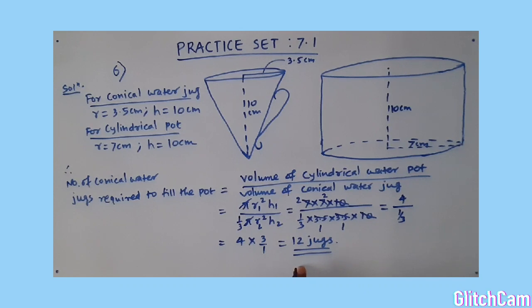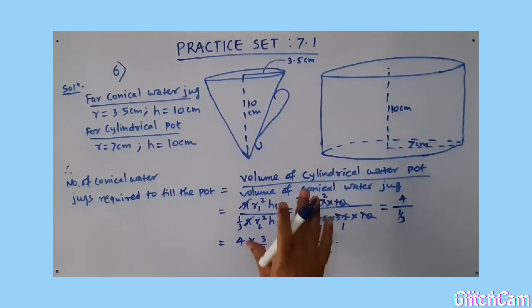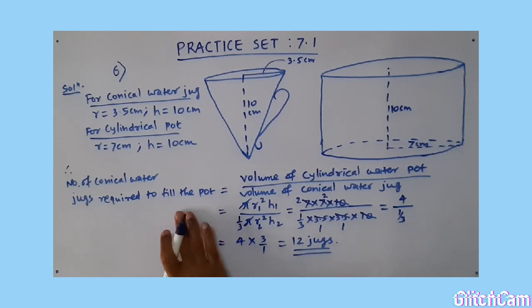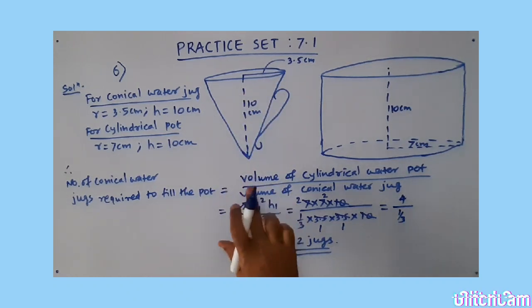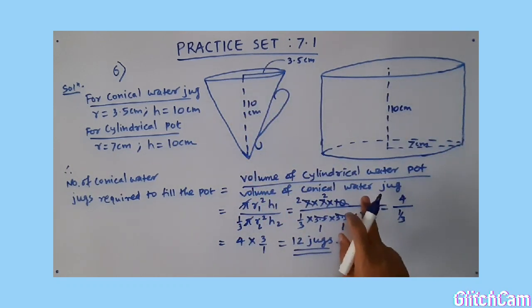This is our answer. So this type of sums are also very useful where there is no conversion, but a small container is used to fill the big container. In such cases, always remember that the number of small containers required is obtained by dividing the volume of the big container by the volume of the small container. And so we did it. Our answer is 12 jugs.